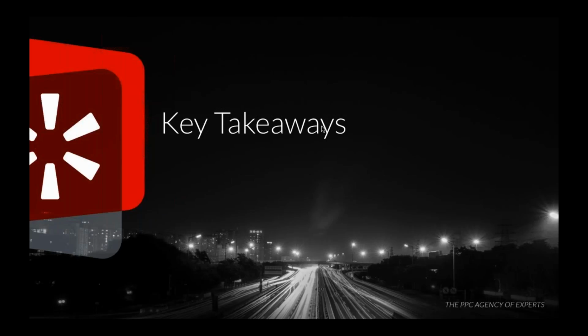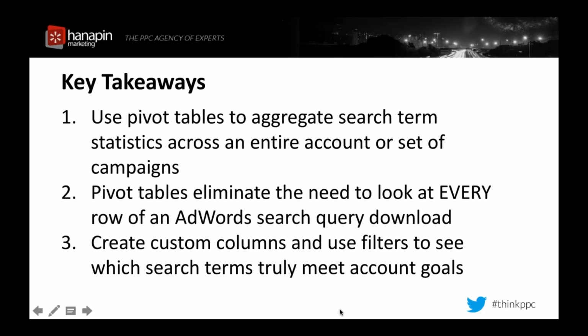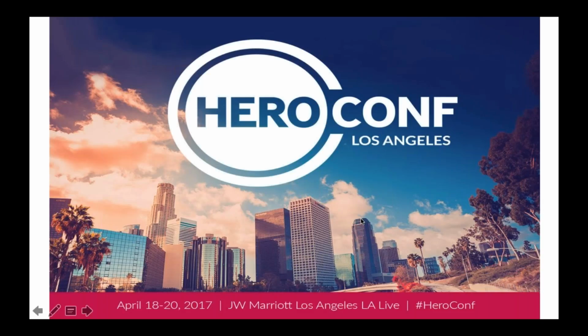All right, so we just want to walk through some of these takeaways. You should definitely use pivot tables to aggregate your search term statistics across an entire account or set of campaigns. In addition, pivot tables eliminate the need to look at every row of an AdWords search query download. And finally, when you create custom columns and use filters, you can see which terms are truly meeting your account goals, and not only that, but you can do it very quickly. And that is all that I wanted to cover for today.